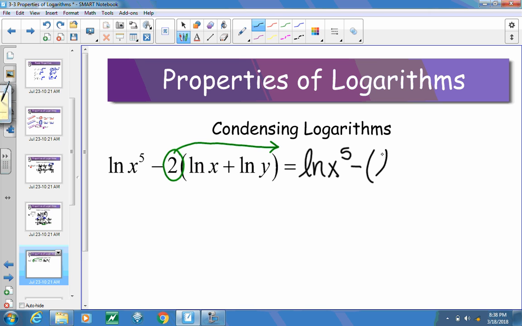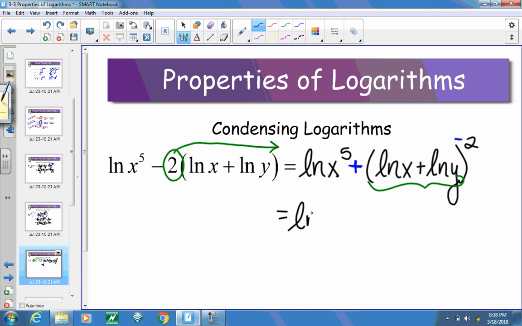So minus the quantity of the natural log of x plus the natural log of y, all to the power of 2. You also could bring up the -2 if you wanted to. So I could make this a plus right here and make that a negative. That's totally possible, but I'm just going to keep it that way. Here, on the inside, I'm adding 2 natural logarithms, so I can put those together by using multiplication. So I have the natural log of x to the 5th plus the natural log of xy to the power of -2.